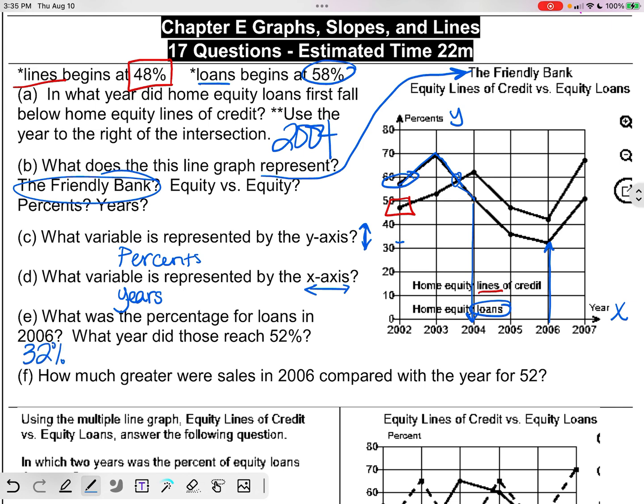What year did those reach 52? So we notice that we're going to reach 52%. Let's find it. 52% is about right here. So that's going to be right along this line. So it would match that 2007.